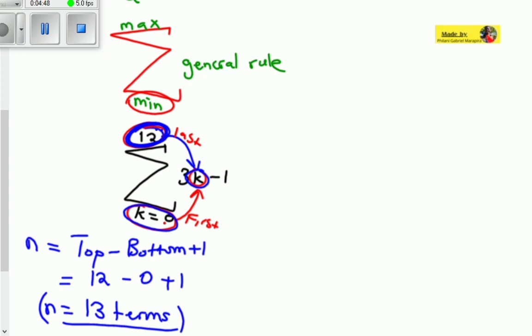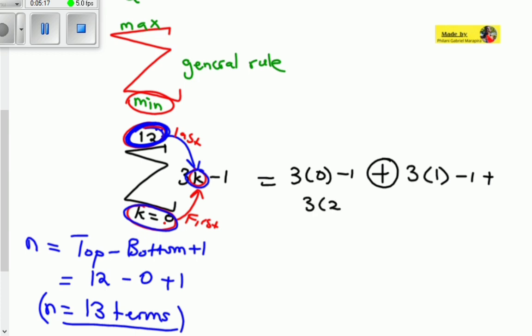So let's try to just solve this out. We expand. How do we expand? We substitute k from 0 up to 12. So here, let's substitute k for 0, and then minus 1. And then we add. This symbol is for series, so this is a series we are adding. And then the rule continues: 3 times, the value of k increases because we are increasing in the number of terms. So here we say 3 times 1 minus 1, plus, and then we continue with 3 times 2 minus 1.